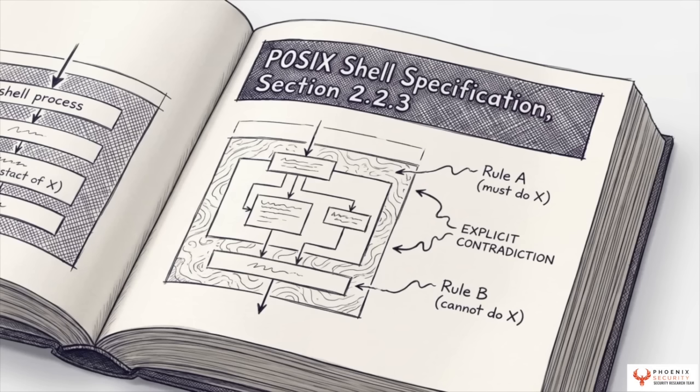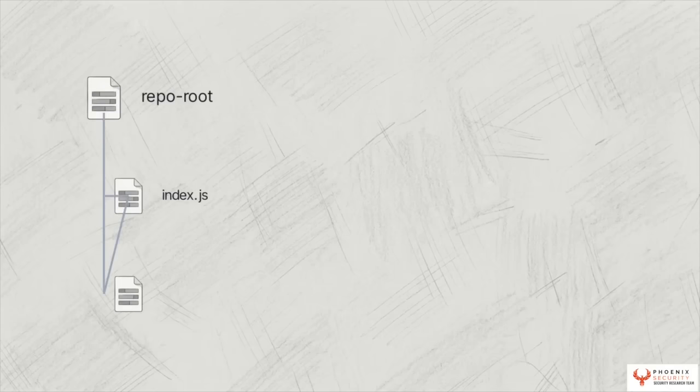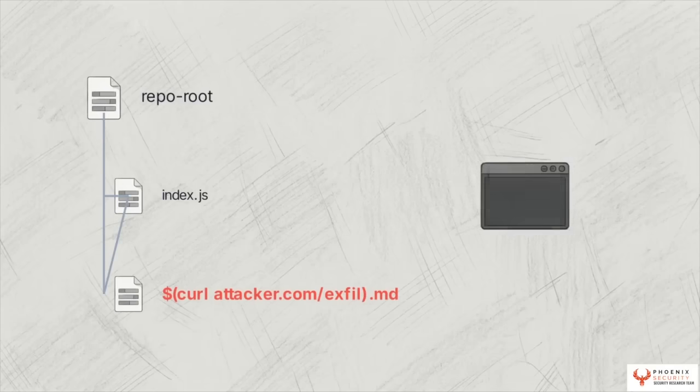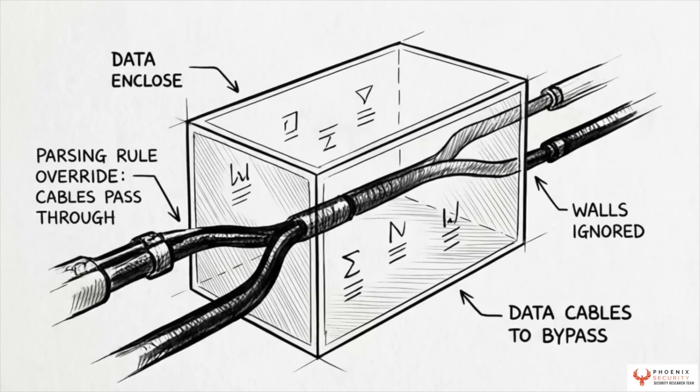The POSIX shell specification, section 2.2.3, explicitly contradicts this. While double quotes prevent word splitting, they preserve the special meaning of specific characters. The $, backticks, backslashes, and exclamation points are exempt from double quote protection. This means command substitution syntax is evaluated by the shell, regardless of the quotes surrounding it. If a developer clones a repository containing a file named with command substitution syntax, the exploit triggers the moment they invoke the CLI's editor flow on that file. Applying visual string boundaries in code does not override the operating system's underlying shell parsing rules.